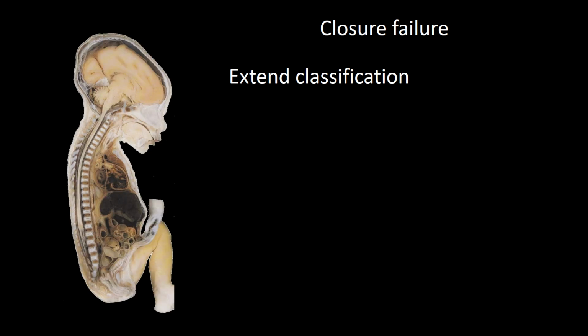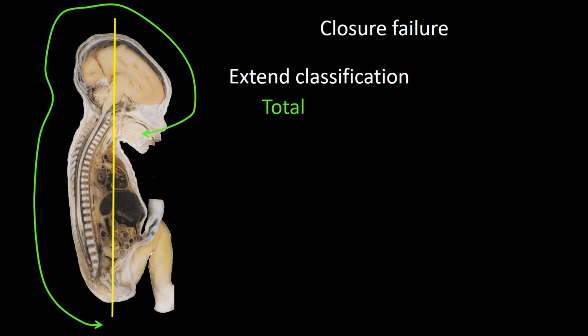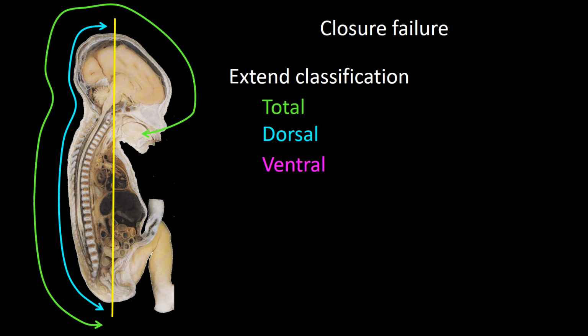I have introduced a fetus to show you the rationale behind this classification for closure defects. The line just added represents an axis going from the vertex to the coccyx. We talk about total closure failure when the closure failure extends from the last coccygeal vertebra to the lamina terminalis. The lamina terminalis is the part of the brain formed by the rostral-most midline structure of the neuroaxis. We talk about dorsal closure failure when the closure failure involves an area localized from the last coccygeal vertebra to the vertex. We talk about ventral closure failure when the area involved is between the vertex and the lamina terminalis.